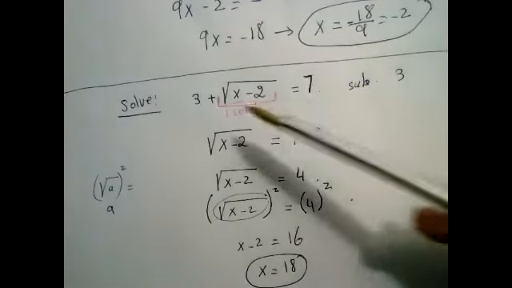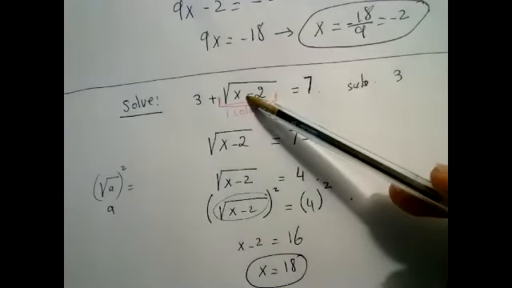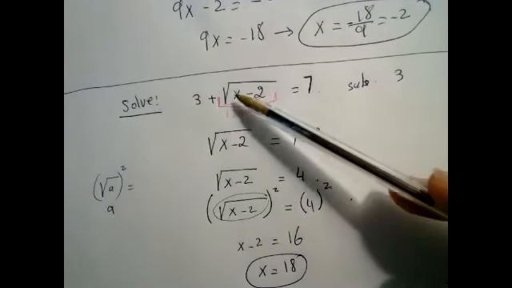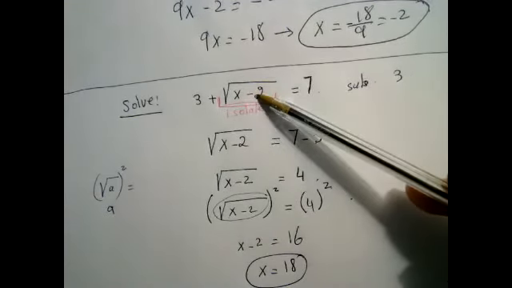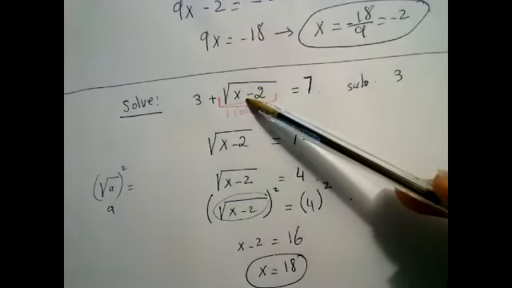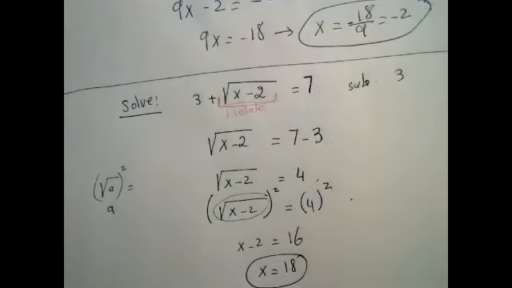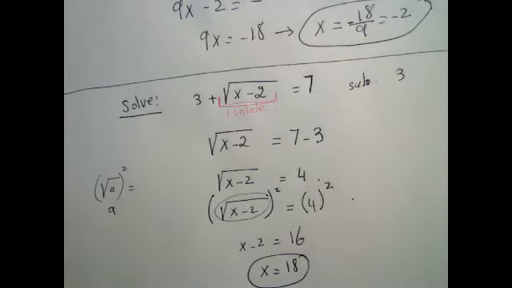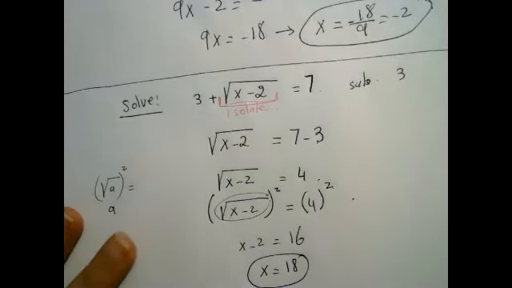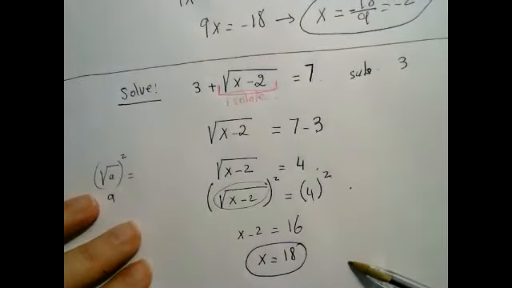Now I can plug 18 back in and make sure I am right. If I plug 18 back, 18 minus 2, that's a 16. The square root of 16 is 4. 3 plus 4 is 7. My equation is satisfied. Okay, so there are simple algebraic skills that are necessary. And of course, I will test you over that. Okay. You have any questions about this?